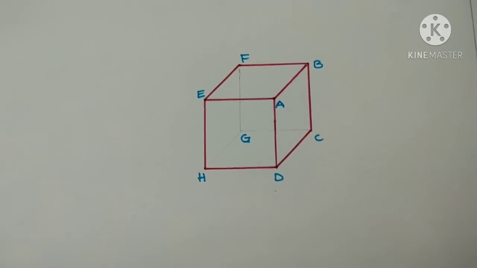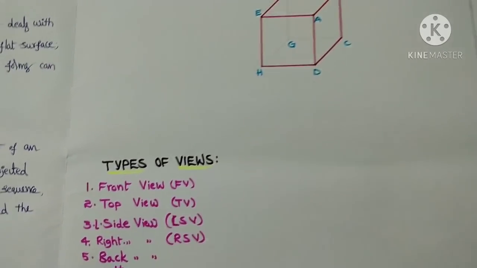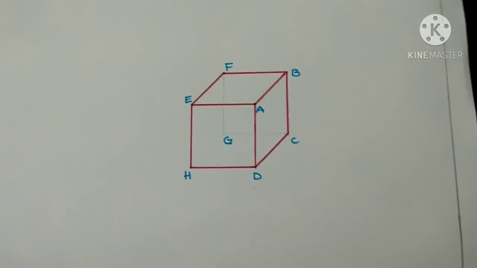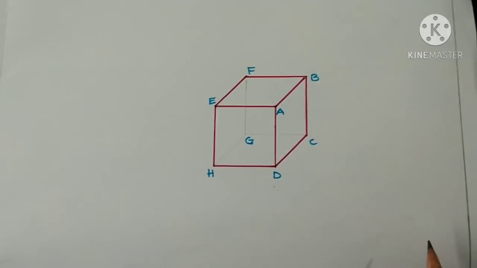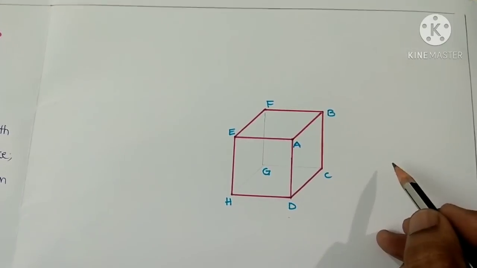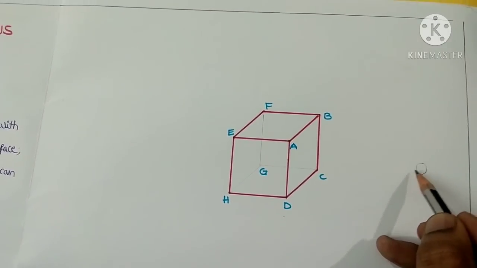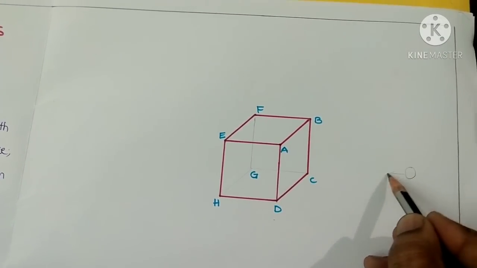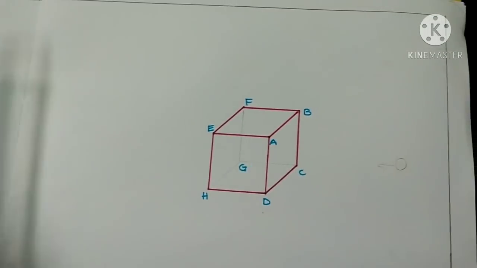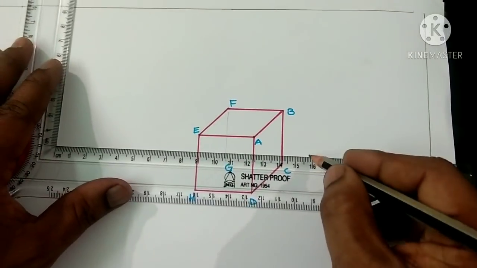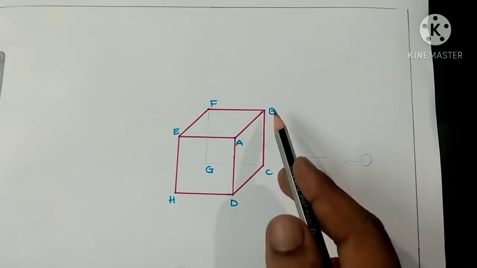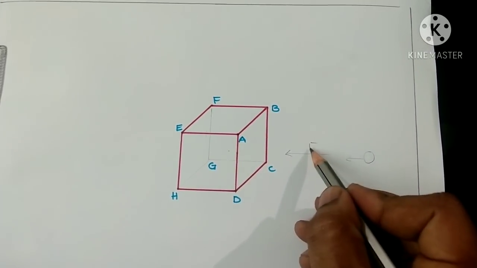If we come to the first one, the front view, for the purpose of front view we should see the object with the eye of the observer in this direction. Let me show you the direction. Yes, this is the direction for front view. In that case, the ABCD surface is visible in the front view.